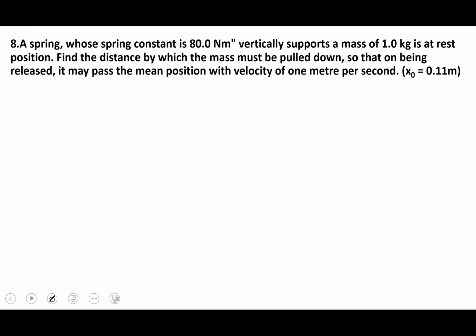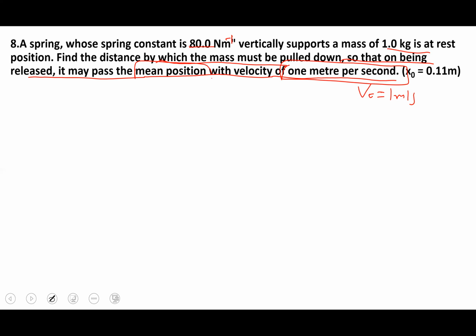Question number 8. A spring whose spring constant is 80 Newton per meter, so it is minus 1 over here, vertically supports a mass of 1.0 kilograms at rest position. Find the distance by which the mass must be pulled down so that on being released, it may pass the mean position with a velocity of 1 meter per second. Now over here, the tricky part, 1 meter per second is the velocity.